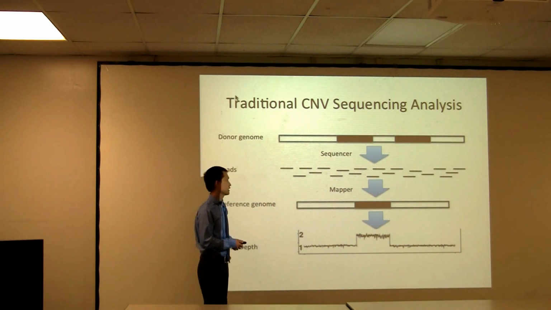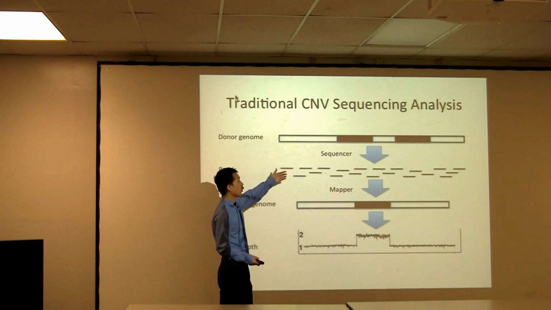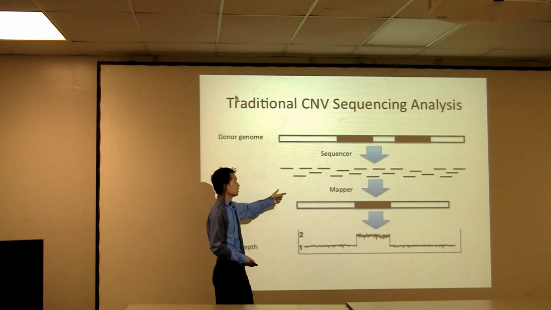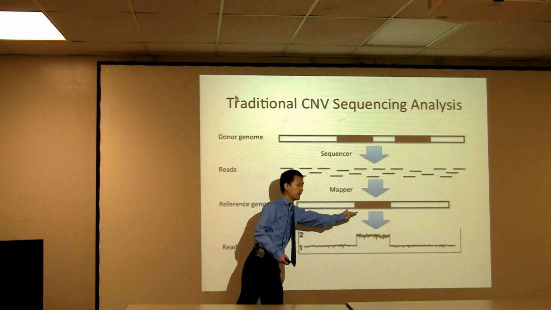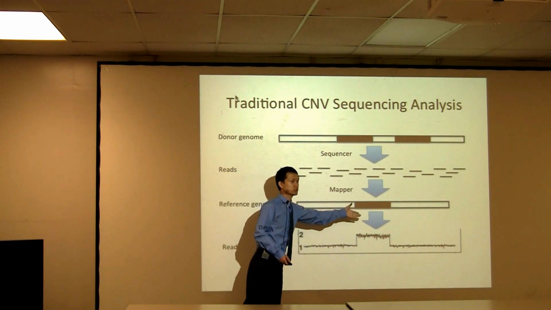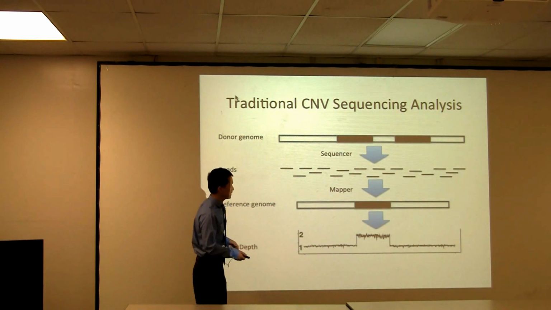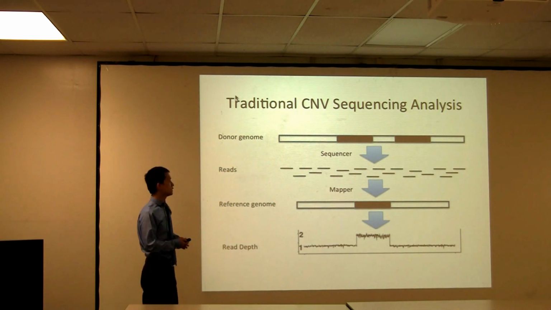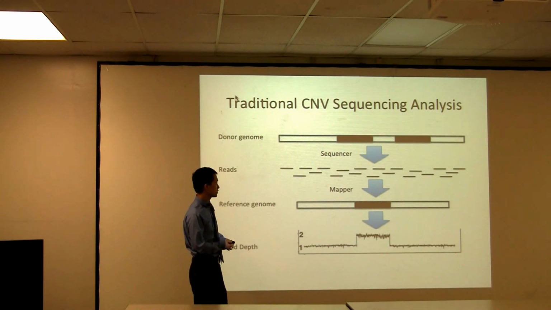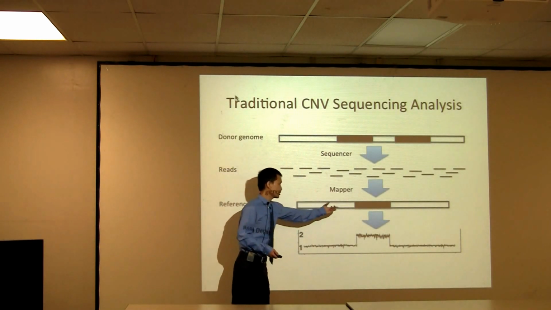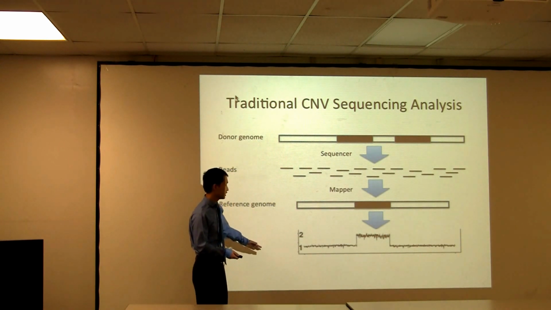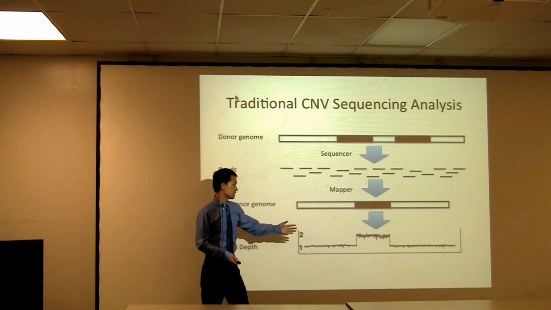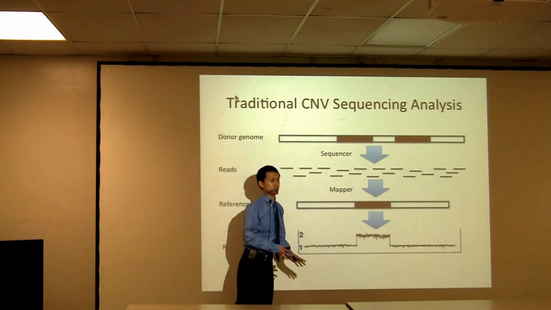In this example, we can see the black region appears twice in the donor genome, so the reads from these two regions can all be mapped to this black region in the reference genome because the sequences are very similar. Then, because we assume that the reads are uniformly generated, the number of reads mapped to this region should be expected to be twice the number of reads mapped to the other regions. So this indicates the presence of a CNV.